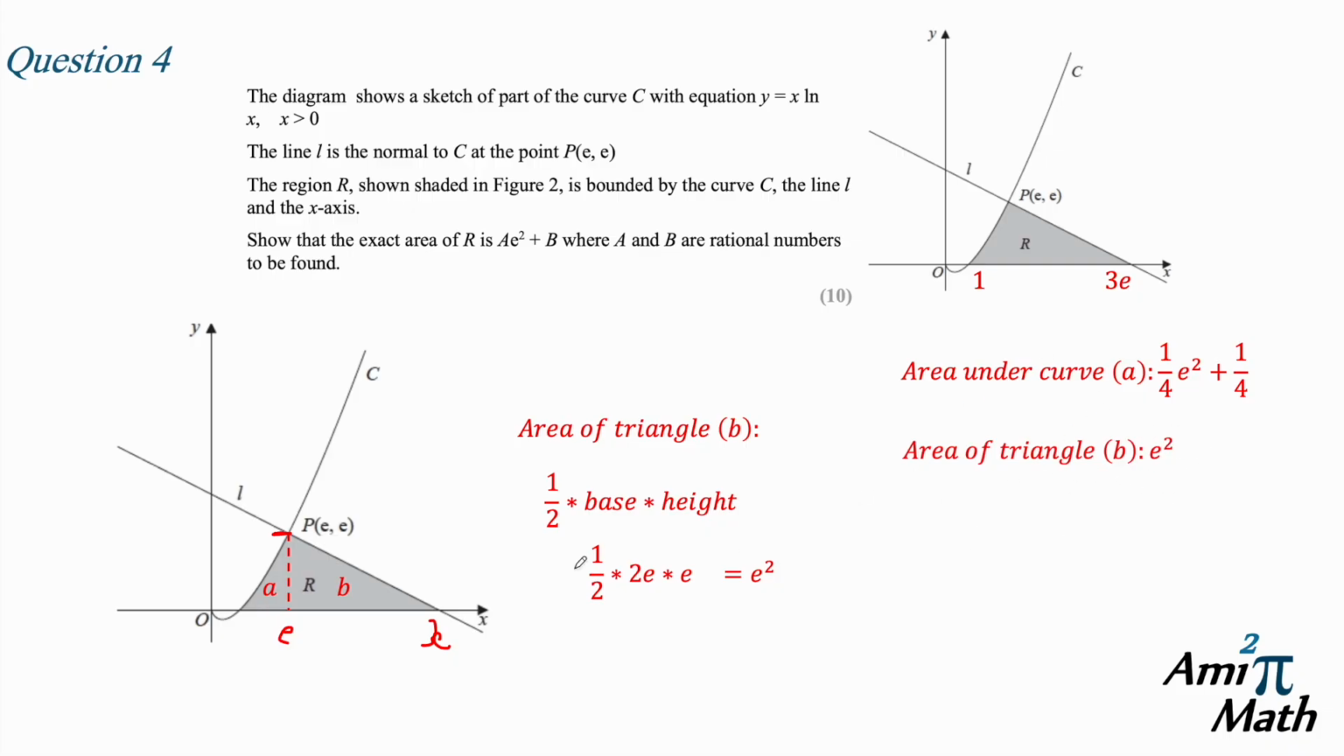Now area R is just A plus B, so these two areas combined, and you're going to add them. You get 1 over 4 e squared plus 1 over 4 plus e squared, which obviously will give you 5 over 4 e squared plus 1 over 4. And yeah, that's your area.